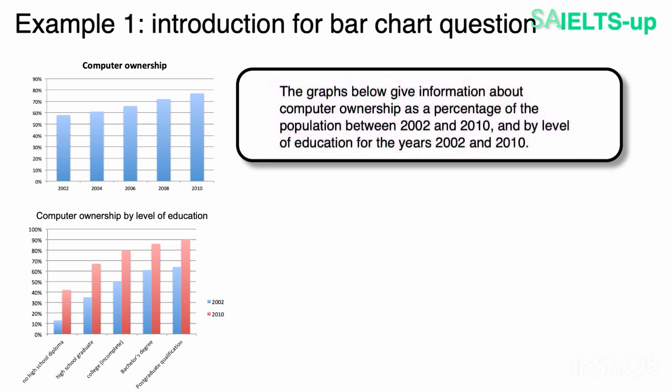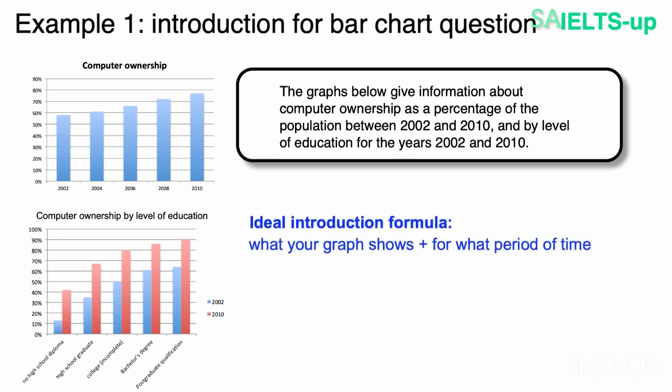The graphs below give information about computer ownership as a percentage of the population between 2002 and 2010, and by the level of education for the years 2002 and 2010. Alright, remember our ideal introduction formula. Write what your graph shows and for what period of time.